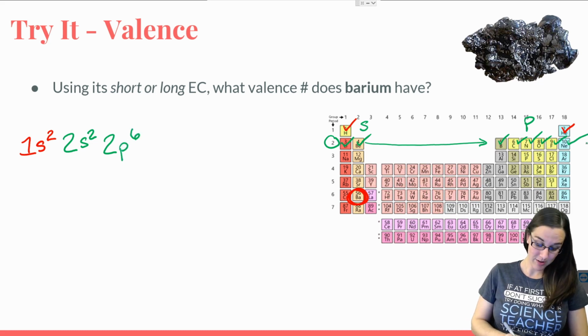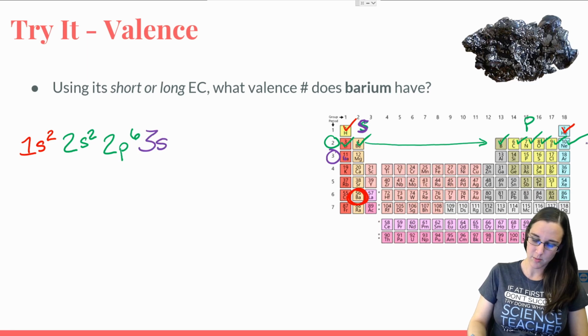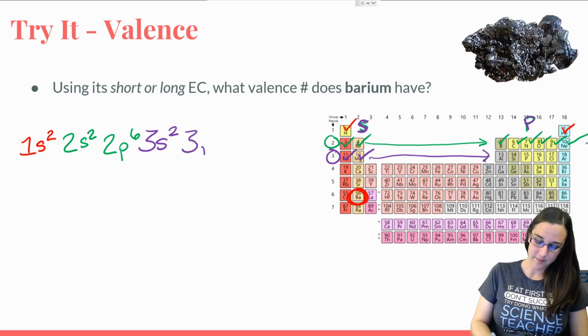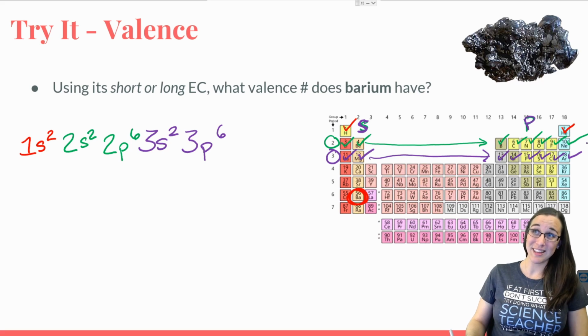Now I need to jump down another level. That's 3. Again, we're over on the S side. 3s, 1, 2. Jump all the way over. I'm still in level 3. Now I'm on the P side. 1, 2, 3, 4, 5, 6. You can see how this could get really tedious.